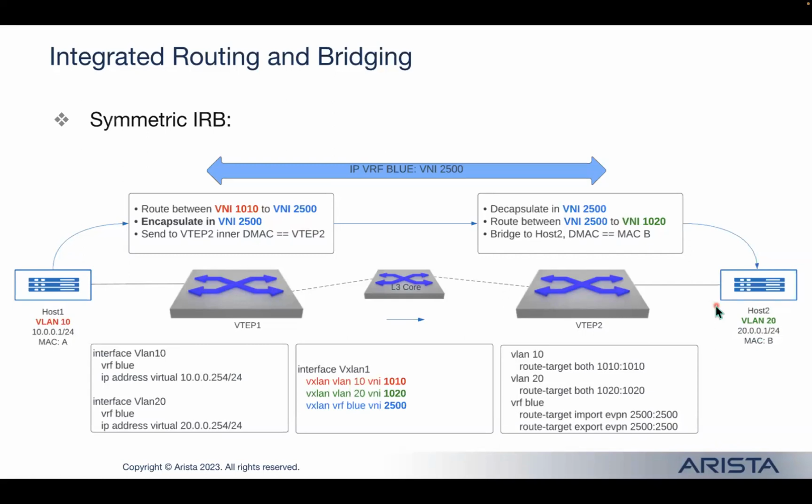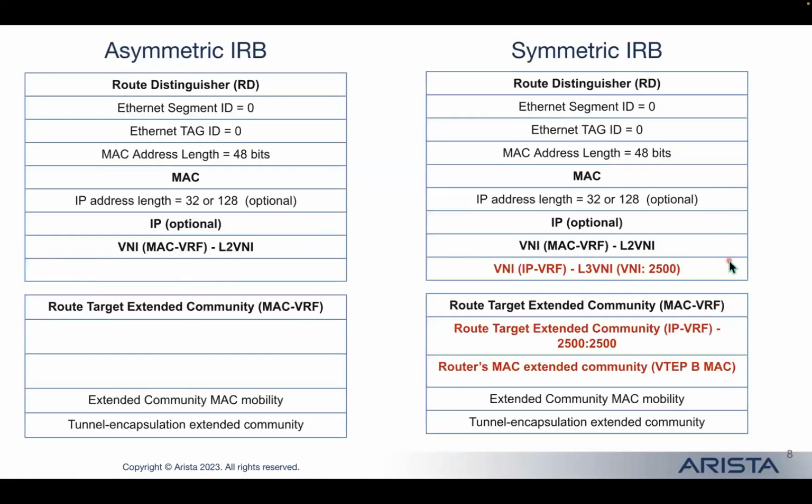So how do we route into an IP VRF in a symmetric IRB model, right? This is made possible by the L3 information that is advertised in a MAC IP route. In a symmetric model, when a VTEP advertises the type 2 MAC IP route, it's going to include the layer 3 VNI and the route target of the IP VRF, along with its own router MAC. The receiving VTEP is going to take this and import it into its own IP VRF, and then use the same for routing.